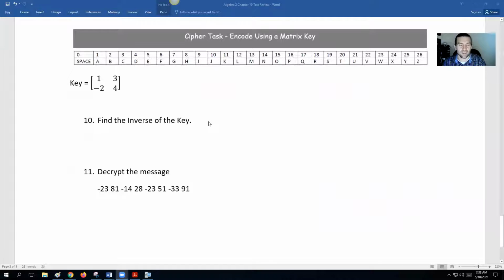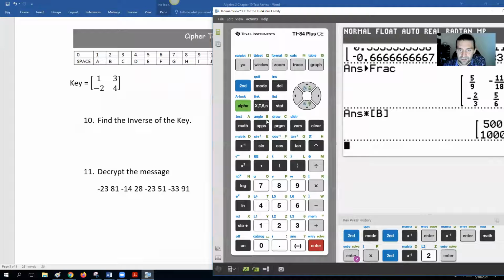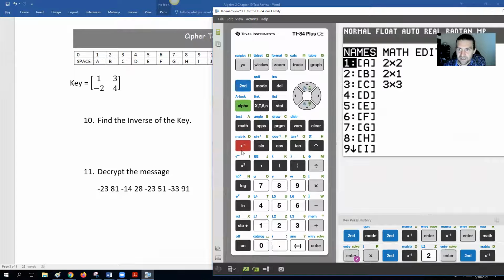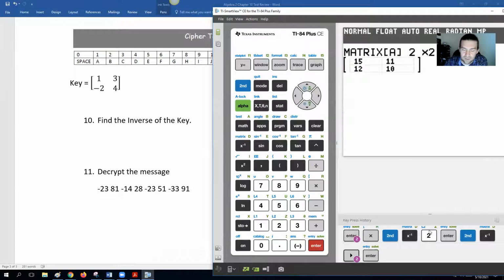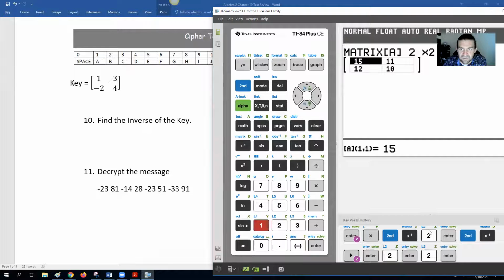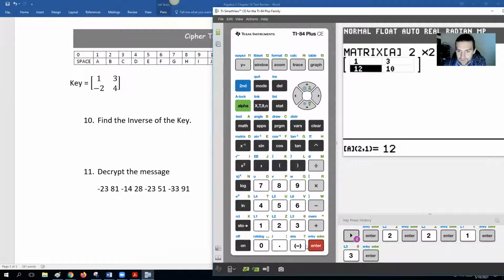Okay. Next, what we want to do here is to take this secret message and decrypt it. So we have a key here, which is 13, negative 24. The first thing that we want to do is to find the inverse. The easiest way to do this is to use the calculator here. So go to matrix here. We're going to edit matrix A. It's a 2 by 2, so we don't need to change much. It's 1, 3, negative 2, 4.